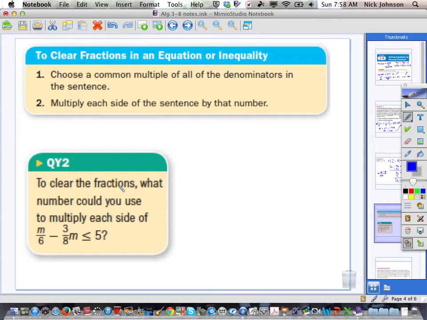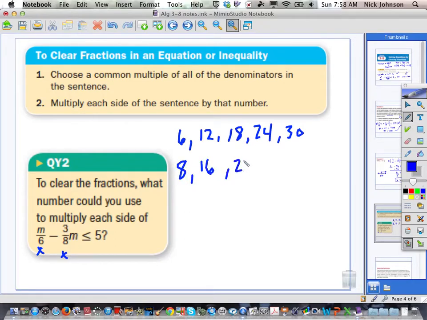To clear these fractions, what number could you use to multiply each side by? Well, our point of interest is 6 and 8 here. So multiples of 6 are 6, 12, 18, 24, 30, right? Hopefully we don't have to go out any further. 8 would be 8, 16, 24, found one. 24 is what we would have to multiply each side by.